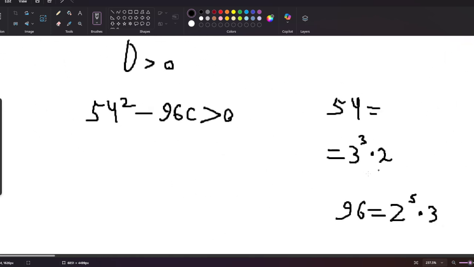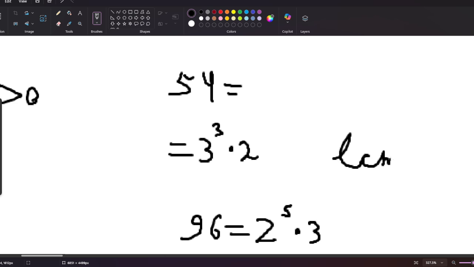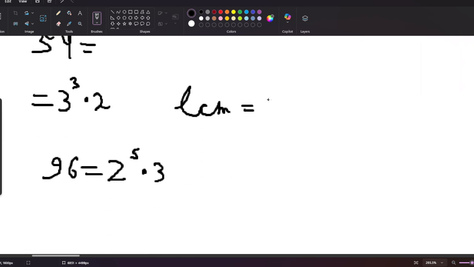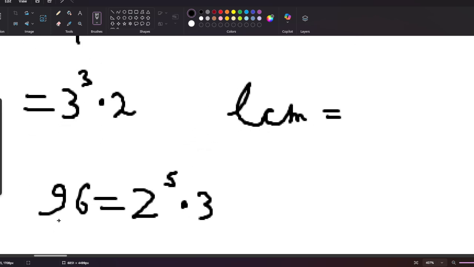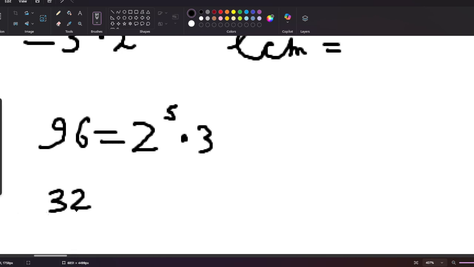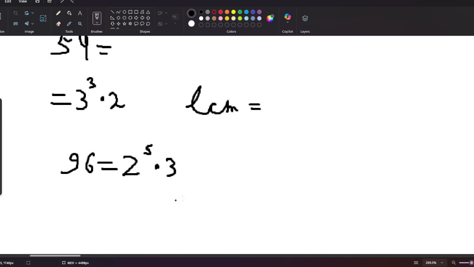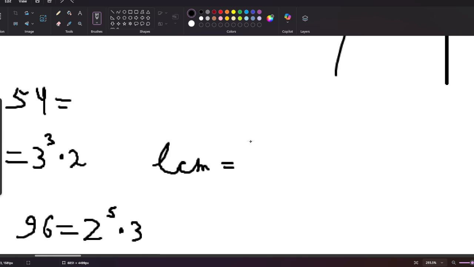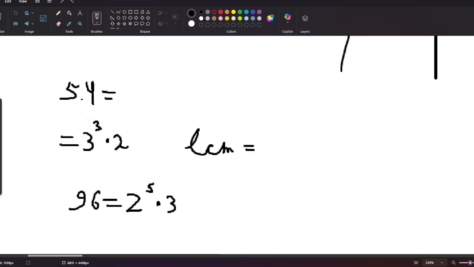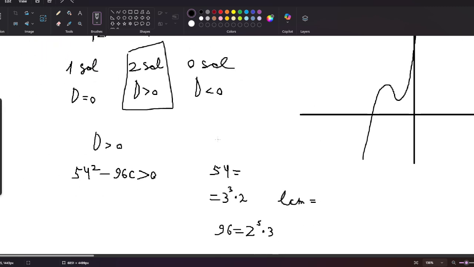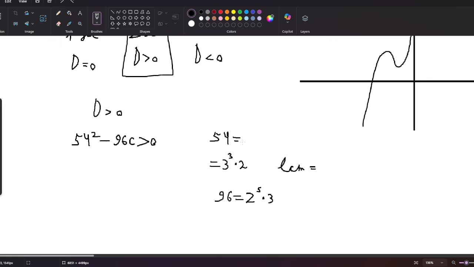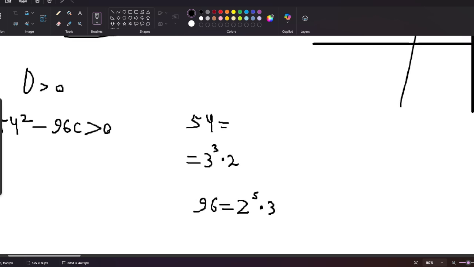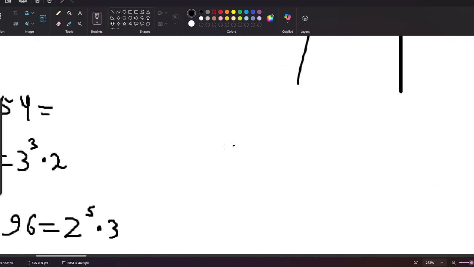Okay, now the LCM is gonna be equal to... Okay, wait a second, not sure if this part is correct. 32 times 3, okay, checks out. So, okay, wait, no, I'm really suspicious of this. This doesn't seem right. I'm suspecting myself. Oh, wait, no. Okay, it's correct. I forgot that we have 54 squared here.